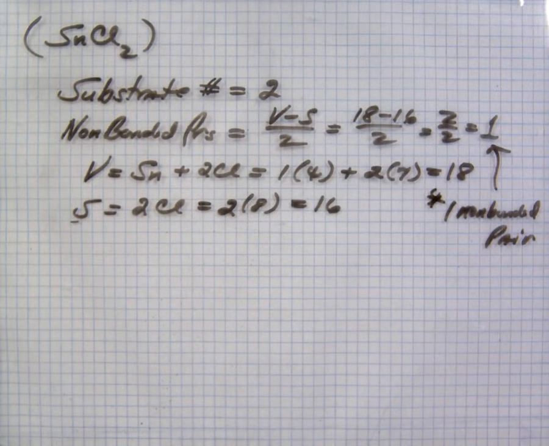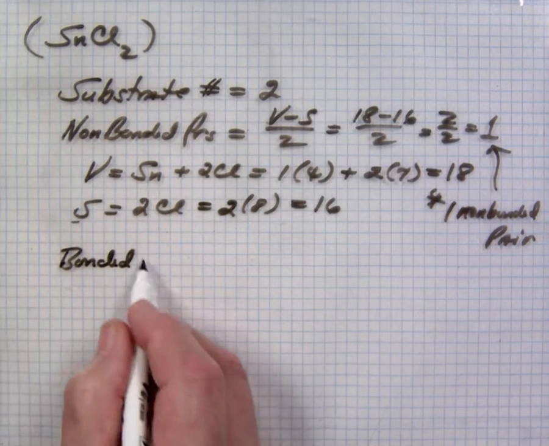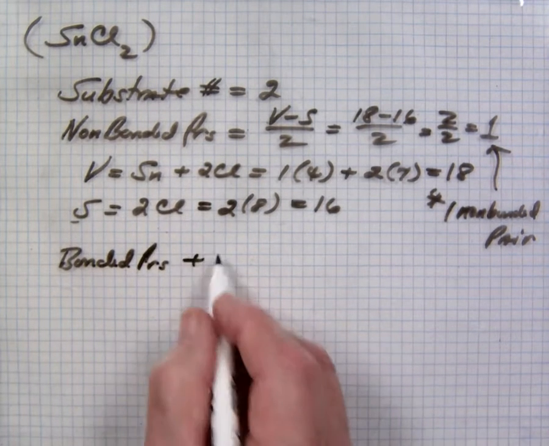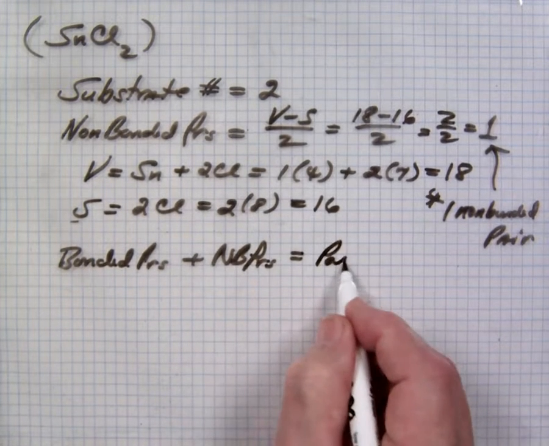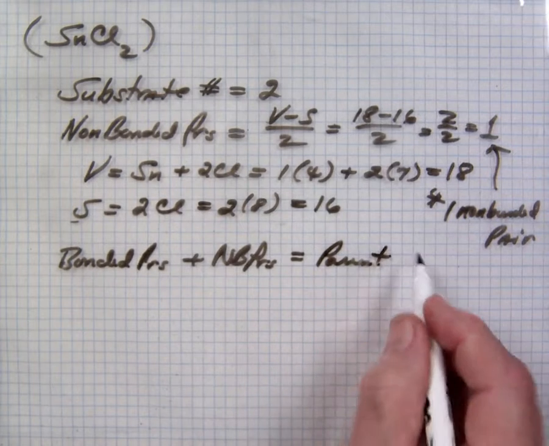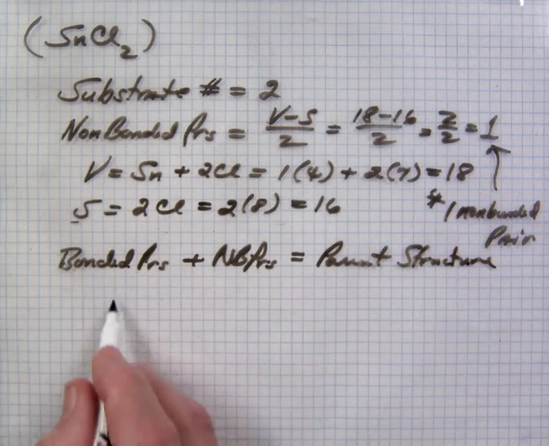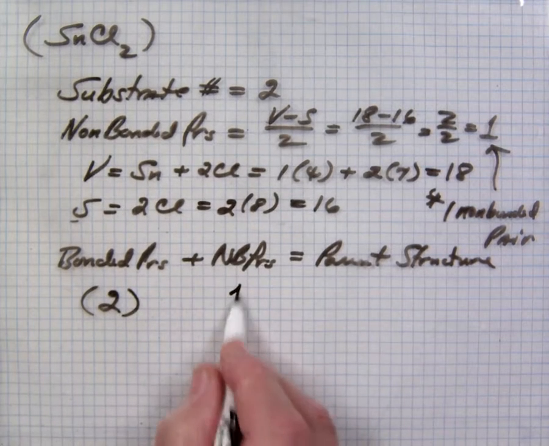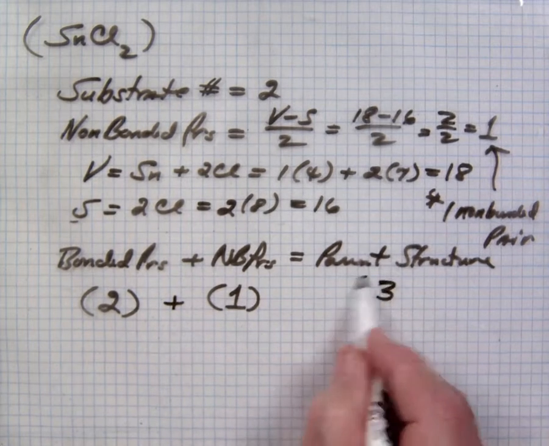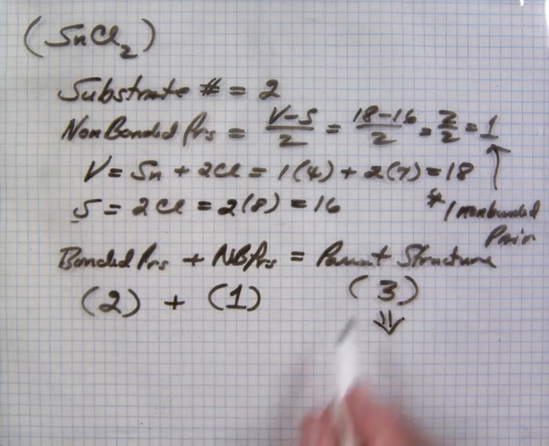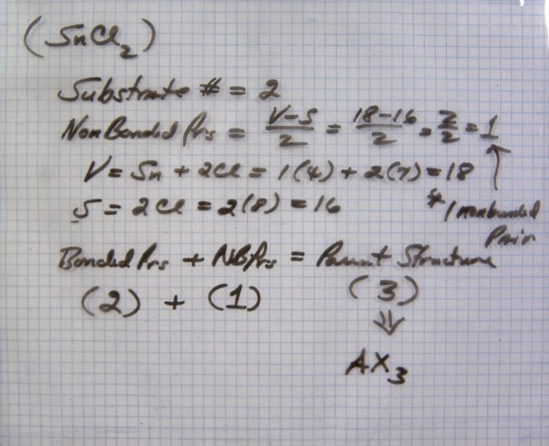When we look at the number of bonded pairs, then add that to the non-bonded pairs, we get the parent structure. The bonded pair is 2. The non-bonded pairs we just calculated is 1. You add those together, you get a 3. That means the parent is an AX3, trigonal planar parent.